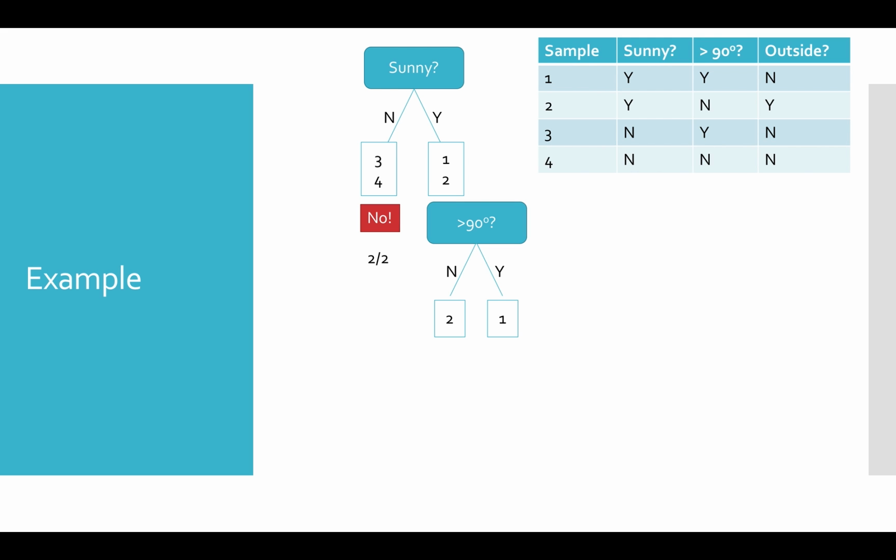If we ask a question about the other feature, which is greater than 90 degrees, maybe we can do better than 75% accuracy on the training data. We ask this question and we have no and yes as the answer. And on the no side, we have sample 2. And on the yes side, we have sample 1.